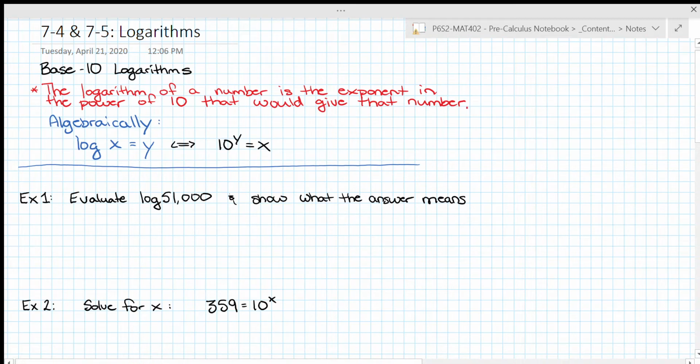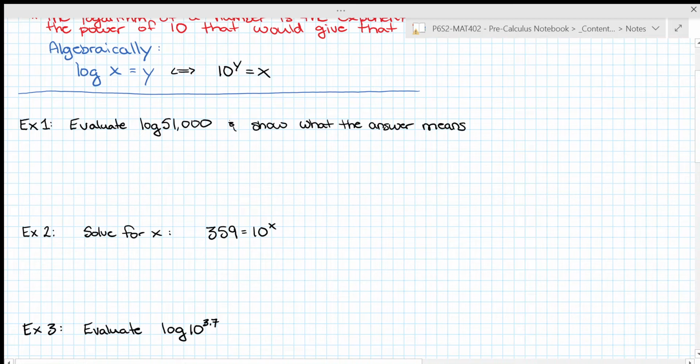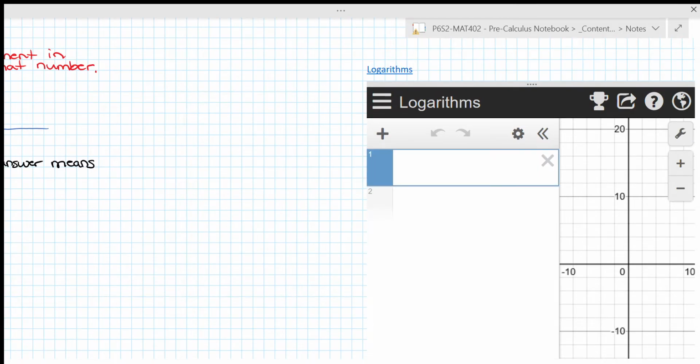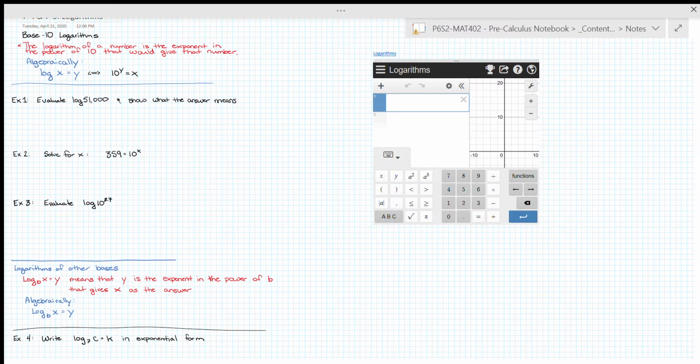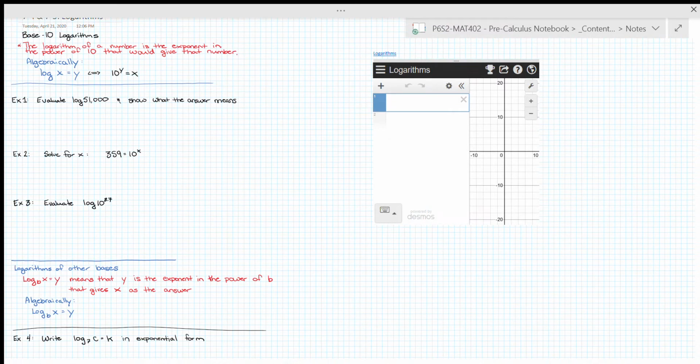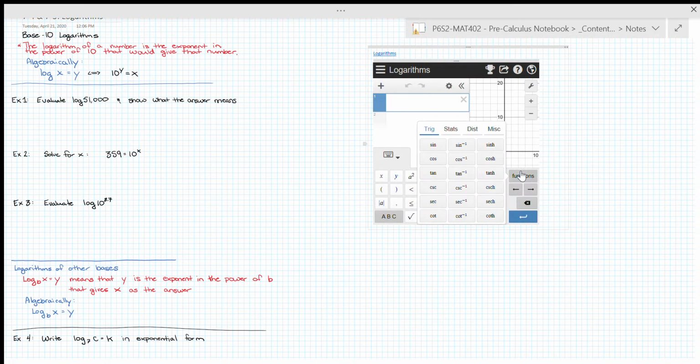So let's do some examples and see how we work with this. First example: evaluate the log of 51,000 and show what that answer means. To evaluate that, we would need a calculator, and I'm going to rely on Desmos for a lot of this. I've got a Desmos calculator embedded over here. If you go into the little keyboard button at the bottom left corner of Desmos, go to functions, and in the miscellaneous section, these 3 buttons are all logs. This is the log button that we're using for now.